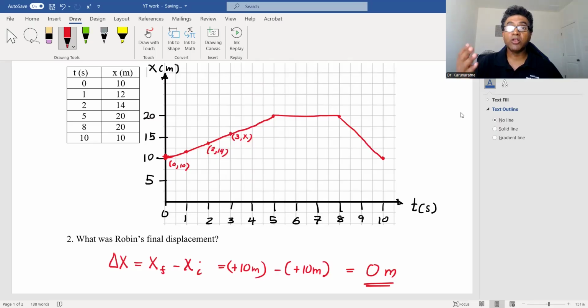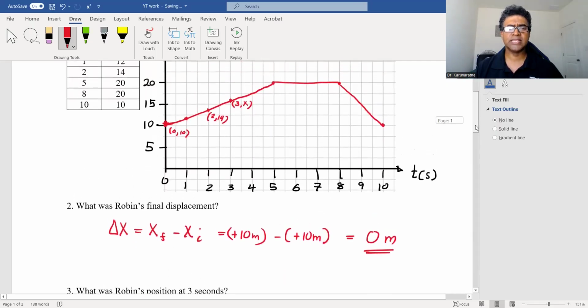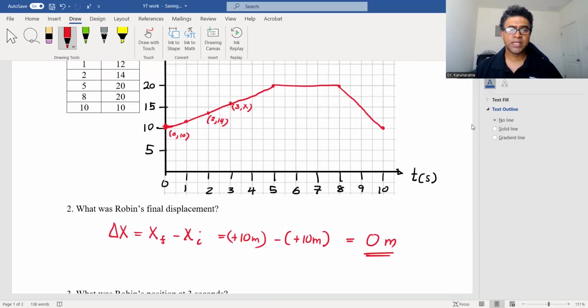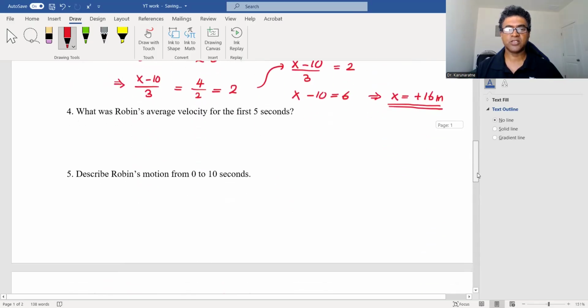So there's going to be a constant. If the slope is the same from 0 to 5 seconds, which is the case what we see here, then same slope means same velocity. So we'll go ahead and find the average velocity. Let's look at the total displacement. Total displacement is 20 minus 10, right? Final position minus the initial position.